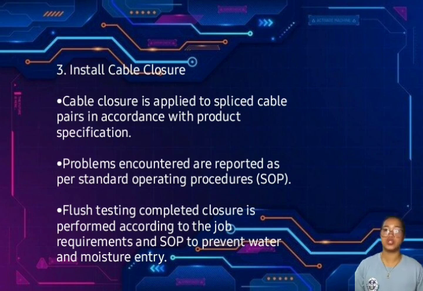Install cable closure. Cable closure is applied to spliced cable pairs in accordance with product specification. Problems encountered are reported as per Standard Operating Procedure or SOP. Flash testing of completed closure is performed according to the job requirements and SOP to prevent water and moisture entry.